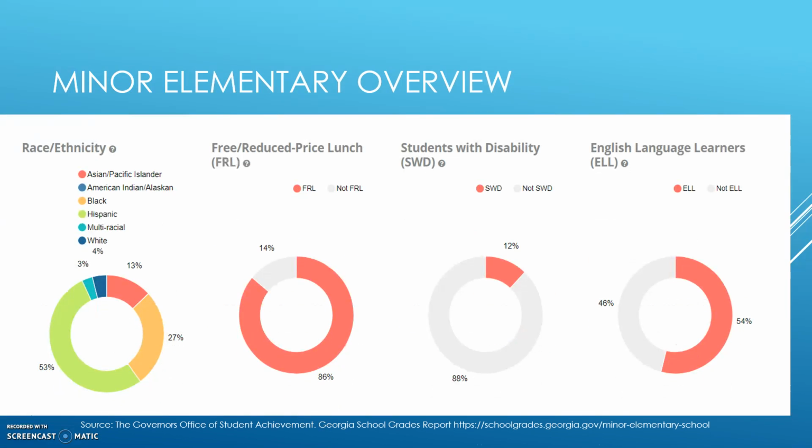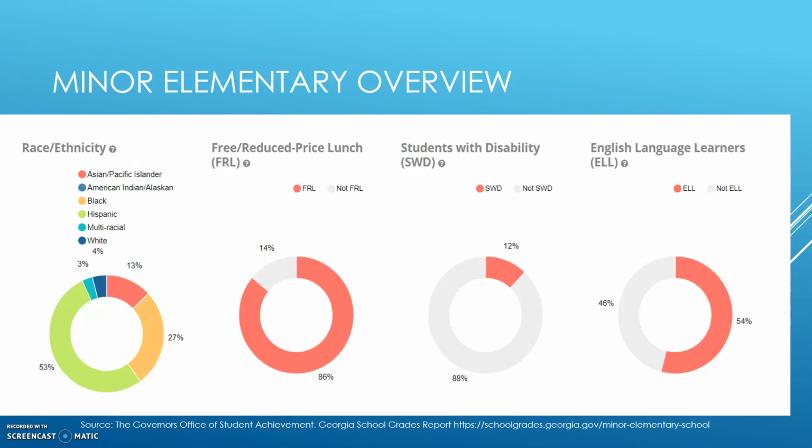Here in this graph, I wanted to show you a little bit more about our students and about who they are and where they come from. The majority of my students are of Hispanic heritage, 53% Hispanic. As you can see, we have a good percentage of African American students and of Asian students as well.